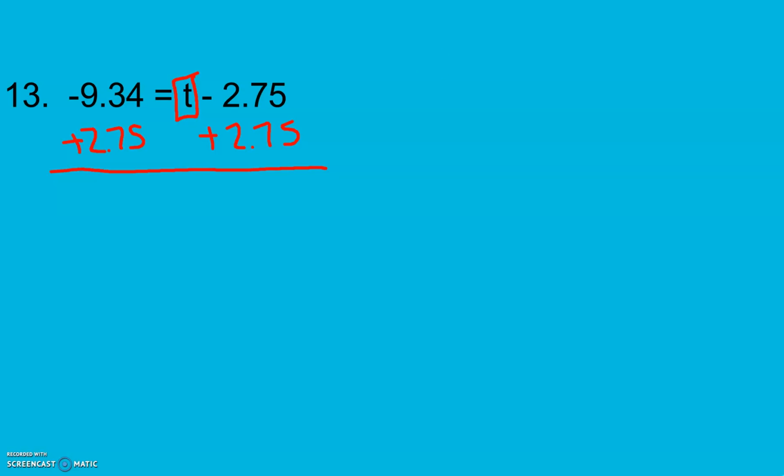My numbers are different signs here, so I find the difference. 9 is bigger than 2, so it goes on top when we're comparing those absolute values. I have to borrow here. 9, borrow again. 5, bring down that decimal, and 6. I look, 9 is bigger and negative, so my answer is going to be negative. So I have a negative 6.59.